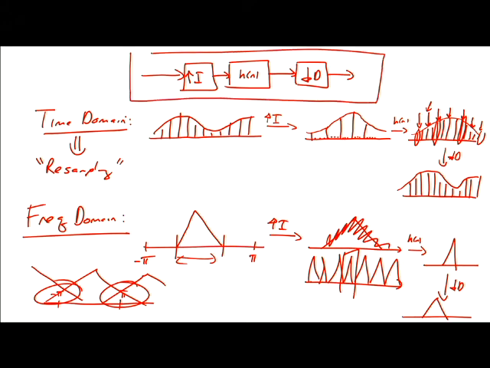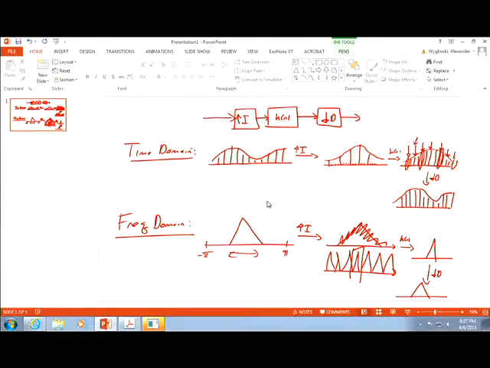So that's what we saw on this single stage rate conversion. This is just a single stage. What I want to look at now is when we have a bunch of these cascaded together. Let's say we have multiple downsamplers or upsamplers. What happens then?